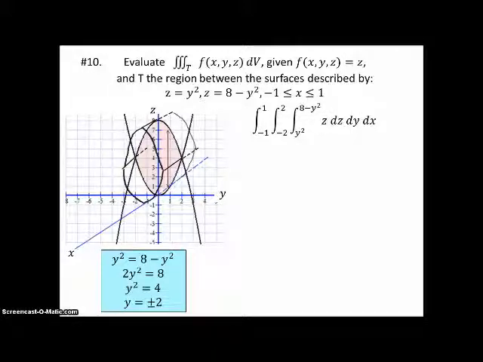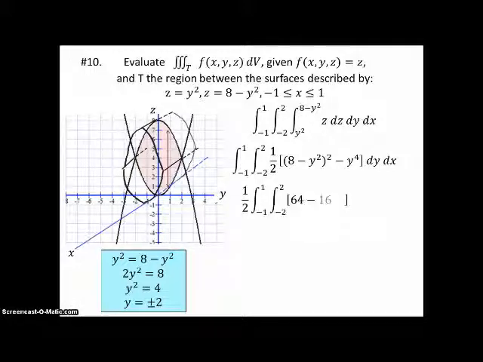And then we're going to integrate with respect to z. So we're going to get a half z squared evaluated from 8 minus y squared to y squared. And then we can bring the 1/2 outside and simplify our integrand. And now we can integrate with respect to y. And I brought the 1/2 in.